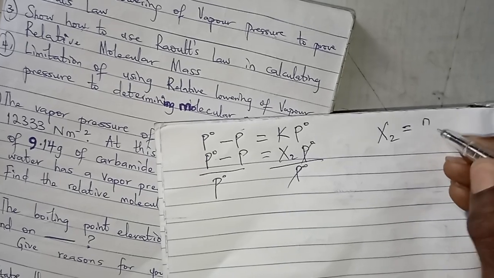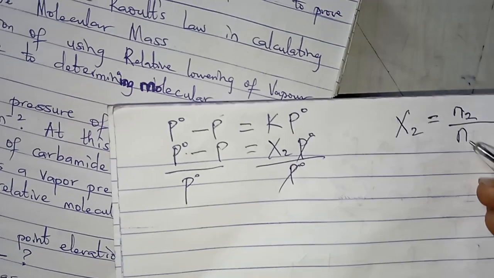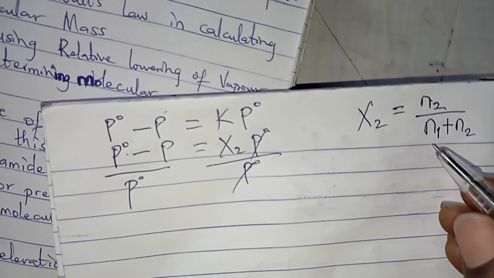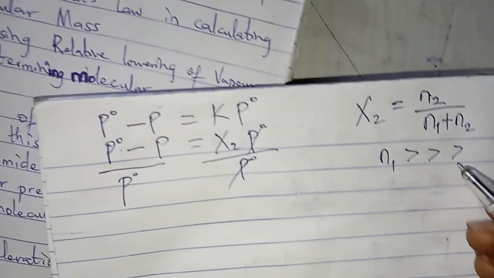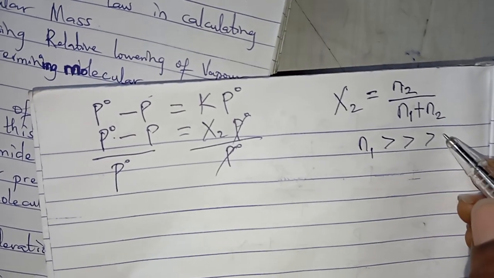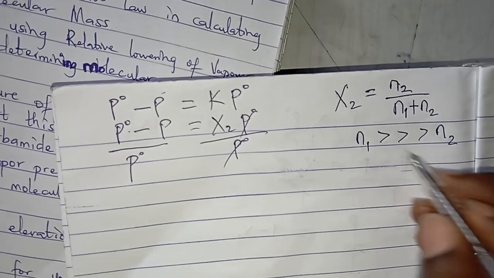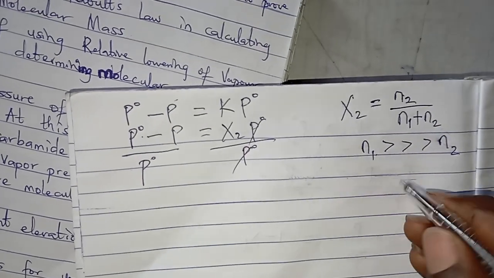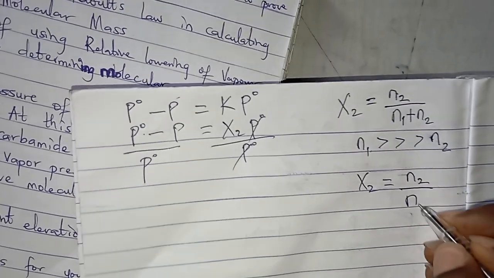And mole fraction of solutes is N2, that is mole of solutes, all over mole of solvent plus mole of solute. But since this is a diluted solution, it means that the solvent will be much bigger than the solutes. So we ignore the N2 when adding it, because the solute is going to be small. Since it's a diluted solution, we look at it this way when we are treating this colligative property in order to find the molecular mass. So X2 is equal to N2 over N1.